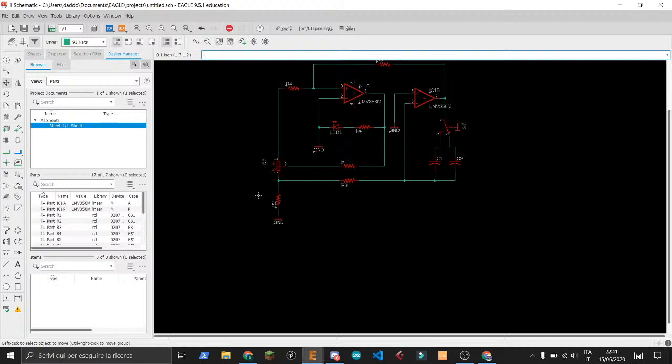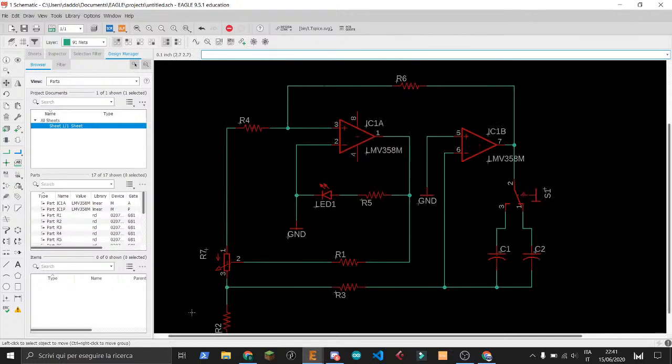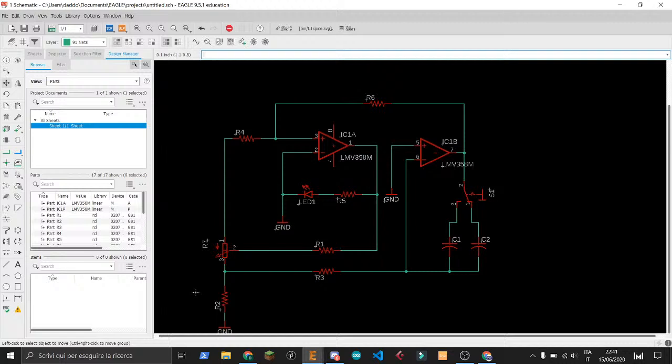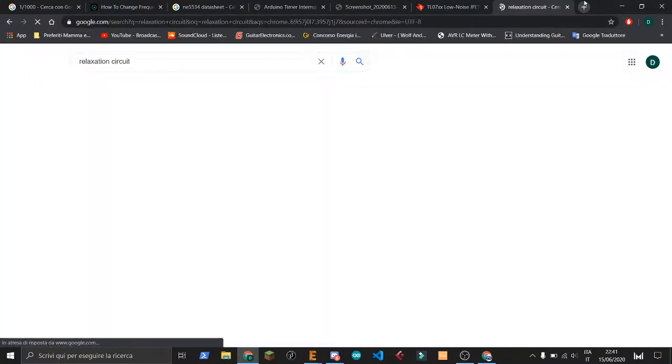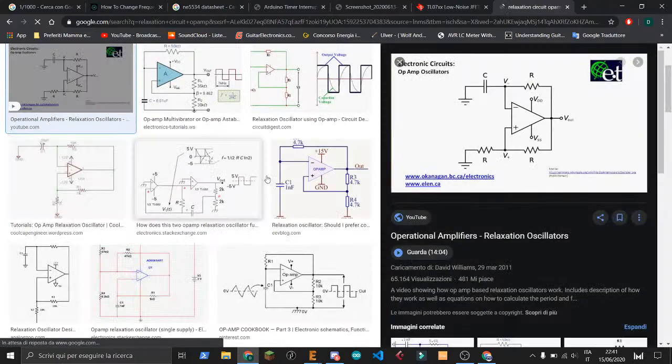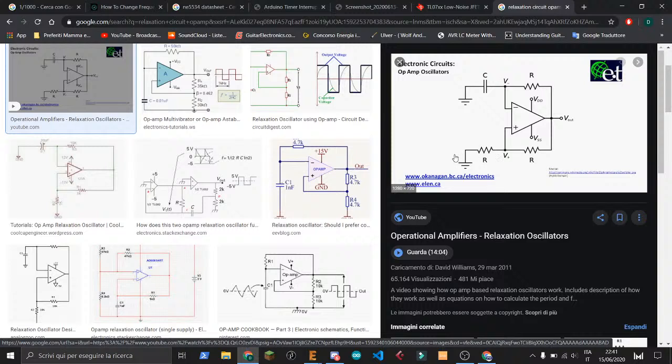Oh, wait. I kinda recognize the positive feedback loop here. But it's missing something here, a capacitor. Because when I look at it, I see something like a relaxation circuit, op amp. I see something like this. You see the feedback positive, okay. This is the positive feedback loop.